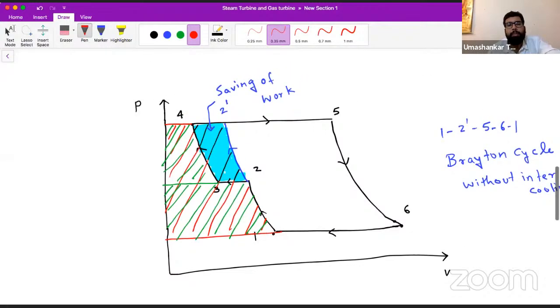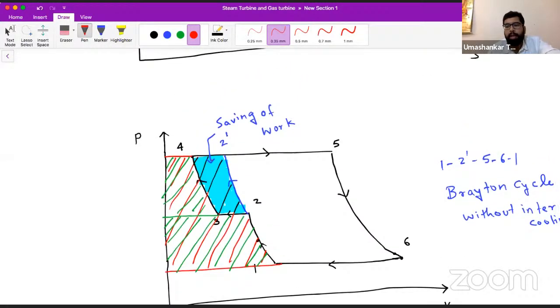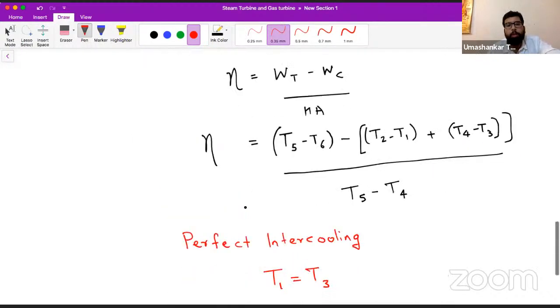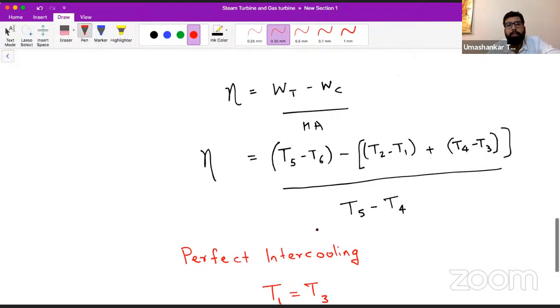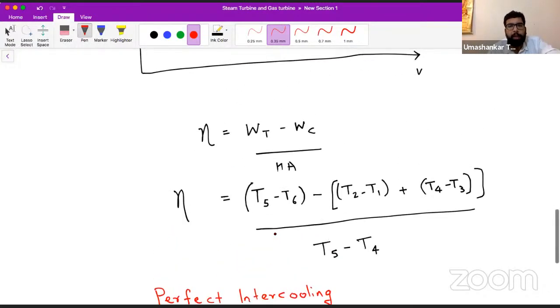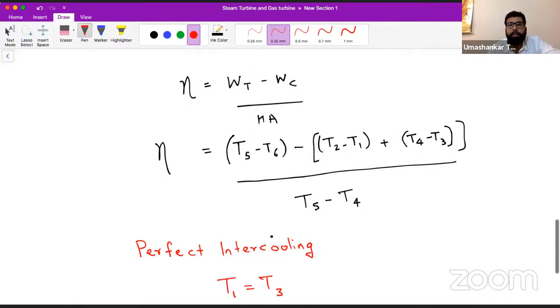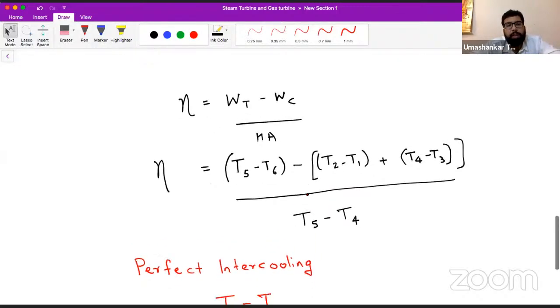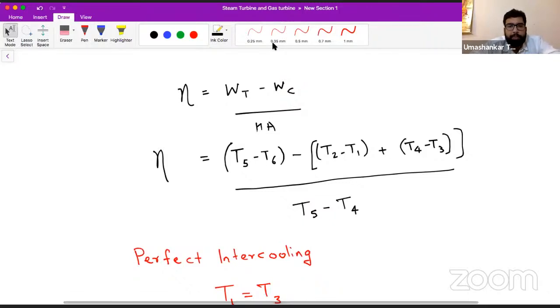Okay, this was the PV diagram, and I showed you in the last session how the saving of work takes place. Okay, so from here we are continuing. This is the efficiency formula when you use intercooling. I told you in the last lecture that whenever we want to get the efficiency, you can go for your basic concept. The basic concept is that efficiency is net work done upon heat added.